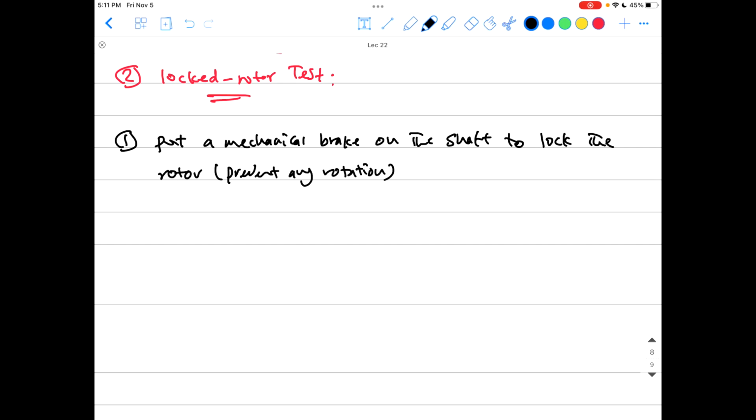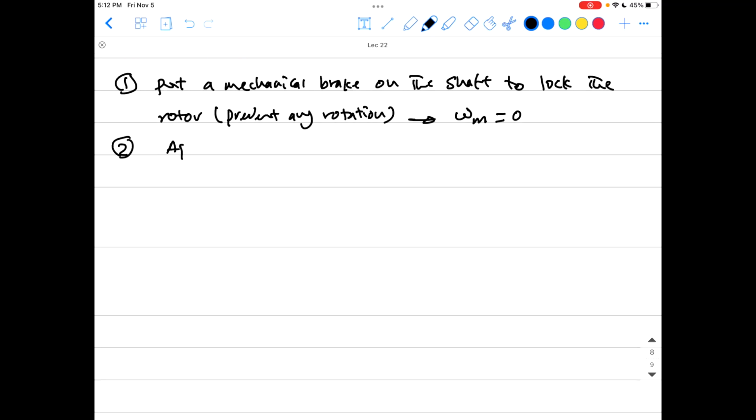So place a mechanical lock, anything to just hold the rotor in place so it is not rotating, and that means the speed omega m or nm will equal 0 for now. It's a locked rotor, and that's where the name of the test came from. It's the locked rotor test, so we are locking the rotor, preventing it from rotation.